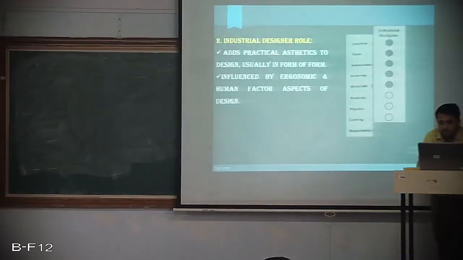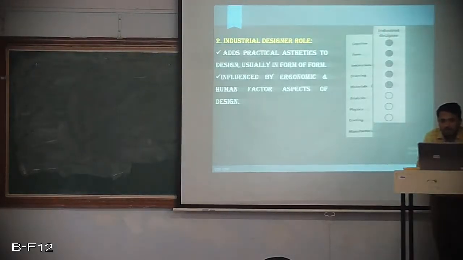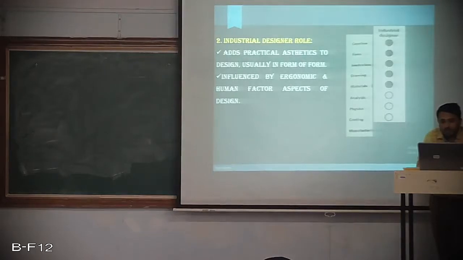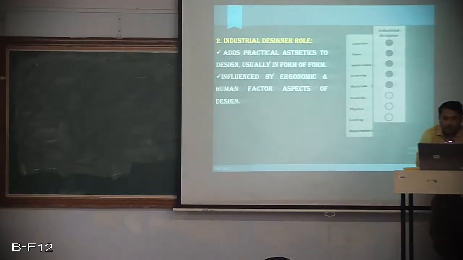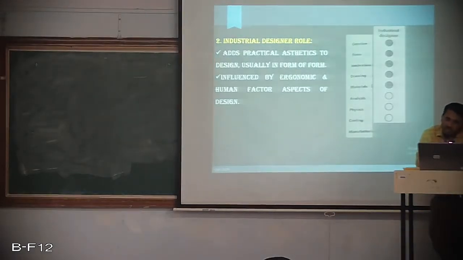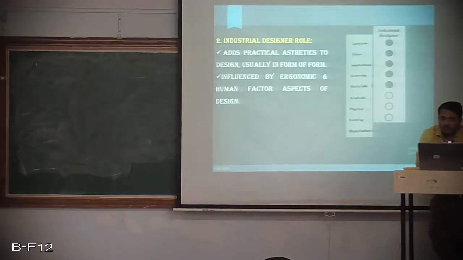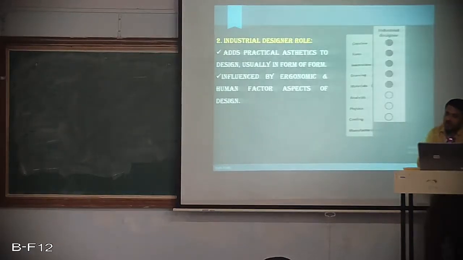Then the industrial designer role adds practical aesthetics to design, usually in form. Basically, in the industrial design role he adds practical aesthetics to design, usually in the form. That means external shape, external looks, external appearance is the role of the industrial designer, and is influenced by the ergonomics and human factor aspects of design.